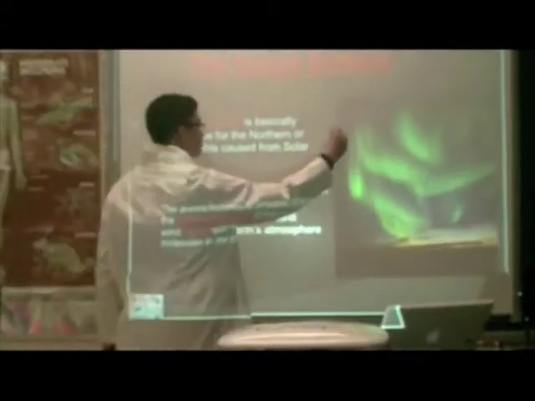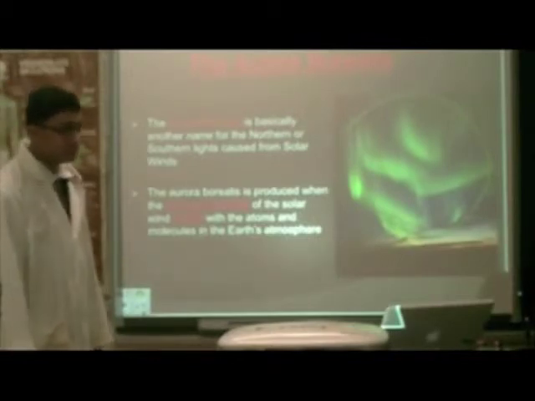This, here we see here, is called the Northern Lights and can be found in Canada's Arctic region. Aurora Borealis is produced when the charged particles of the solar wind collide with the atoms and molecules of the Earth's surface, which is basically solar winds from the sun. Here is a video of the Aurora Borealis.